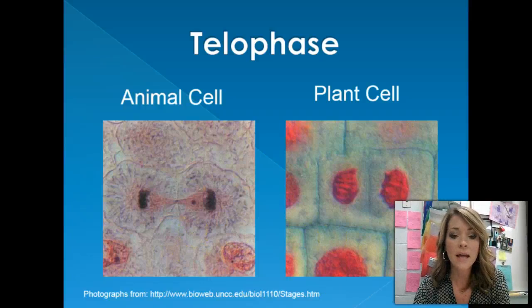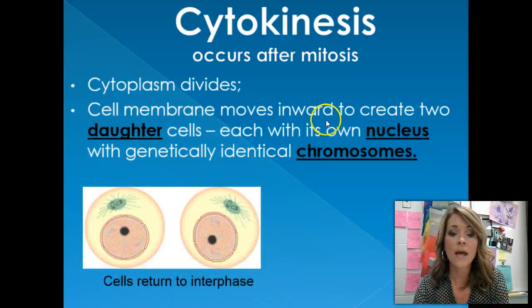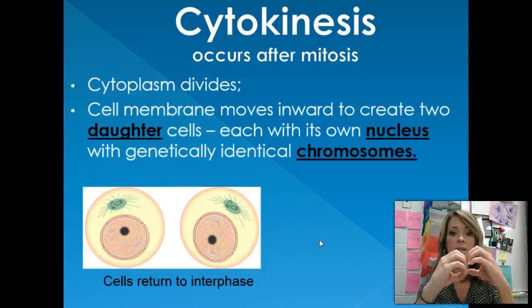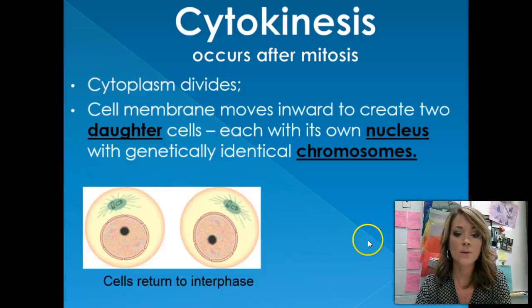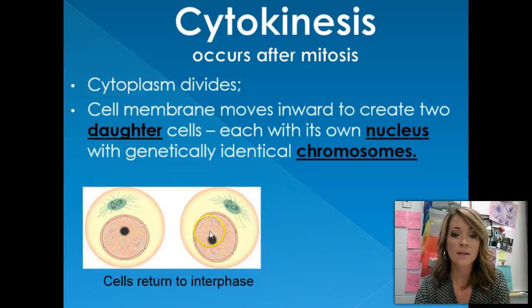And then the last stage of the cell cycle, it's not actually part of cell division. It occurs after mitosis, which is what cell division is. The cytoplasm, the stuff that fills the cell, is going to finish dividing. The cell membrane is going to move in more and completely pinch together and separate those two cells into two completely new cells, each with their own nucleus, and they have genetically identical chromosomes. So they're exact copies of each other. The DNA in this cell is exactly the same as the DNA in this cell.